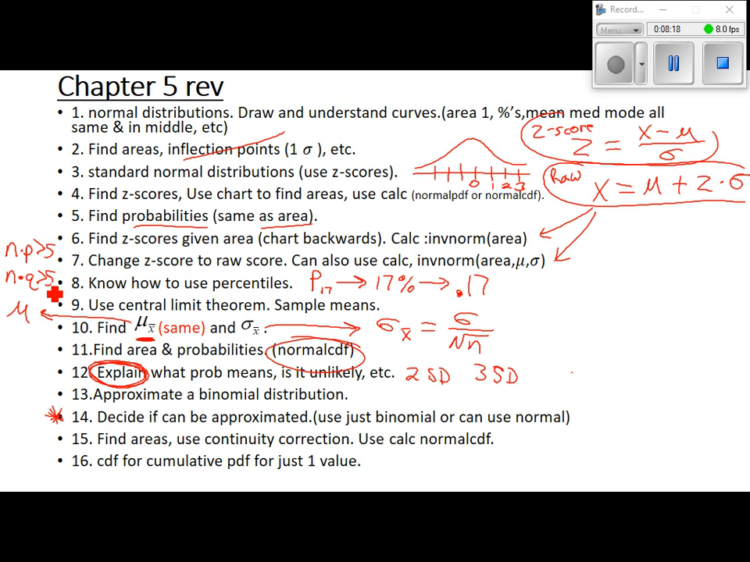If you can't approximate it using the binomial, then you can use the normal, just all this other stuff up here, if they tell you that it's normally distributed. If it's not normally distributed, then we can't do anything.